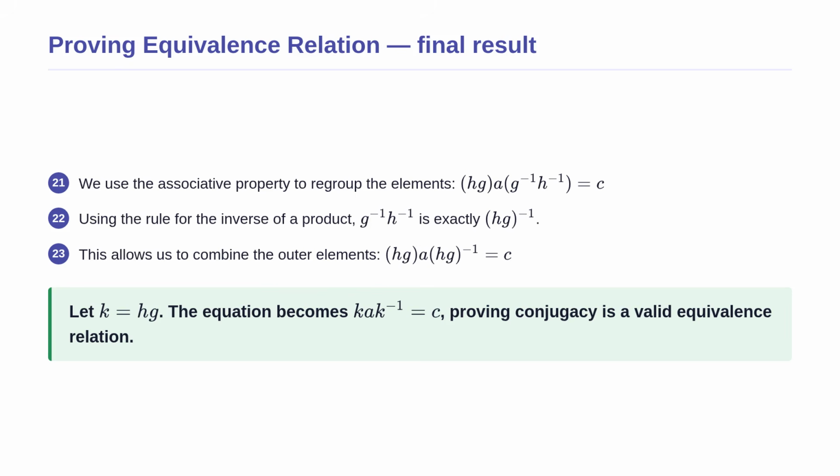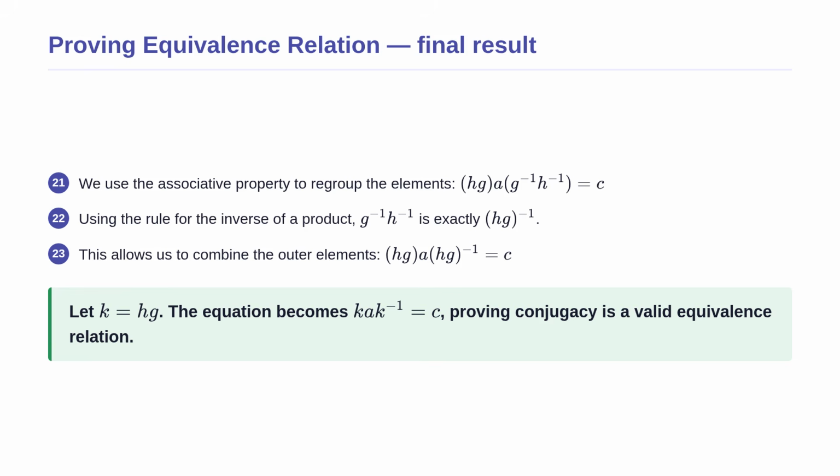To simplify our combined equation, we use the associative property to regroup the elements. We also apply the rule for the inverse of a product, which tells us that G inverse times H inverse is exactly the same as the quantity H times G all inverse. This allows us to combine the outer elements into a single term.